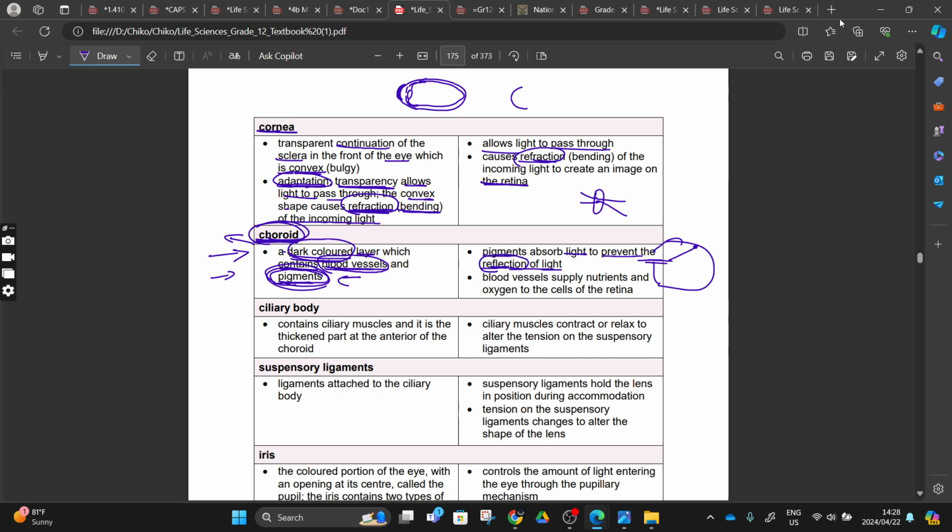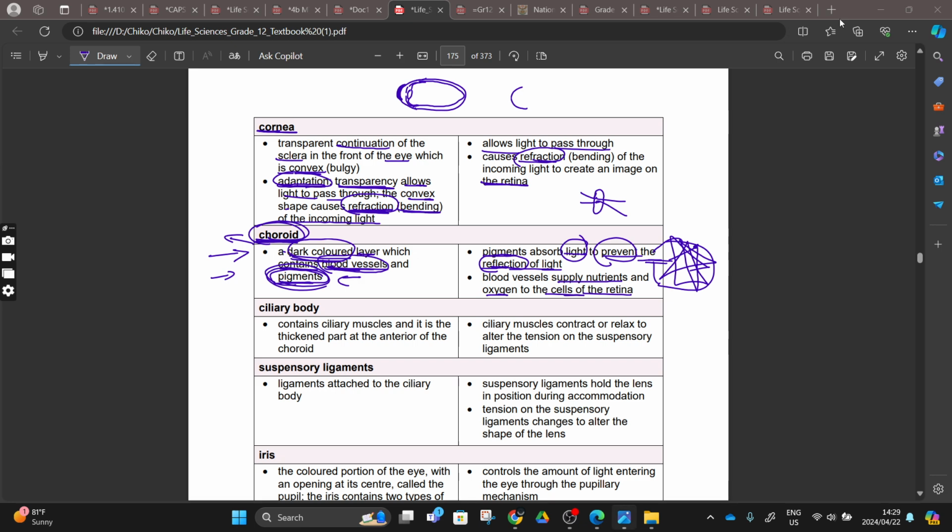It means this light is going to pass here, hit here, something like this will be happening, that you will end up not seeing. So these pigments here help to absorb this light, to prevent the reflection of light inside our human eye, right? Another thing, because they have the blood vessels, these blood vessels are going to supply the nutrients and oxygen to the cells of the retina, right? And to the eye, the inside structure.